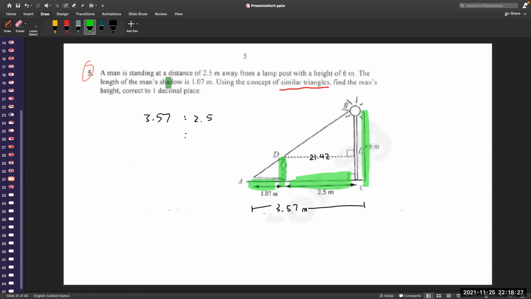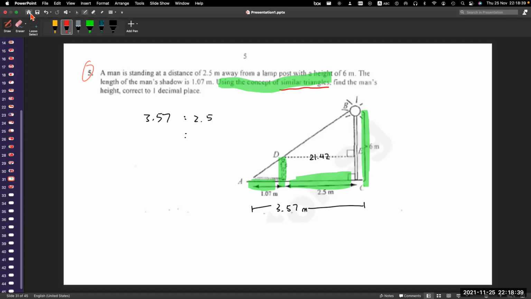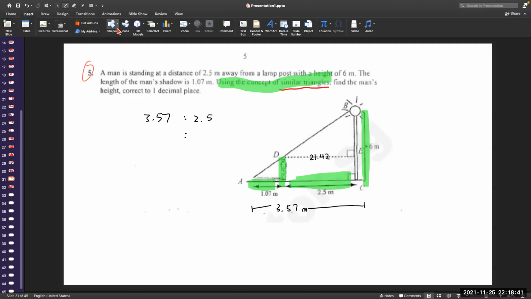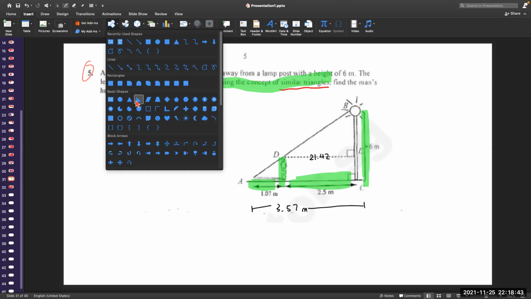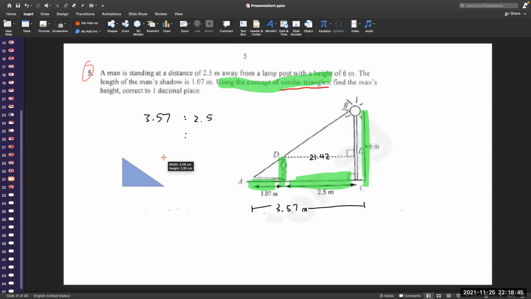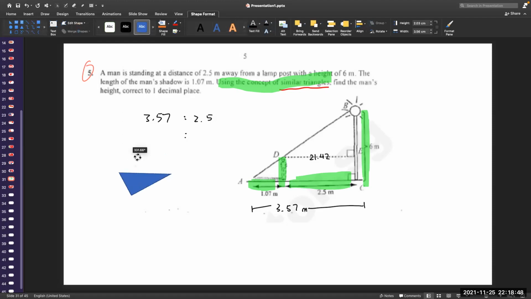So which are the two? Since they say using the concept of similar triangle, you have to find out which two similar triangles we are talking about here. Can you identify the two similar triangles here? The big one, BCA and BED. You are saying BCA, correct. BCA is the big one.